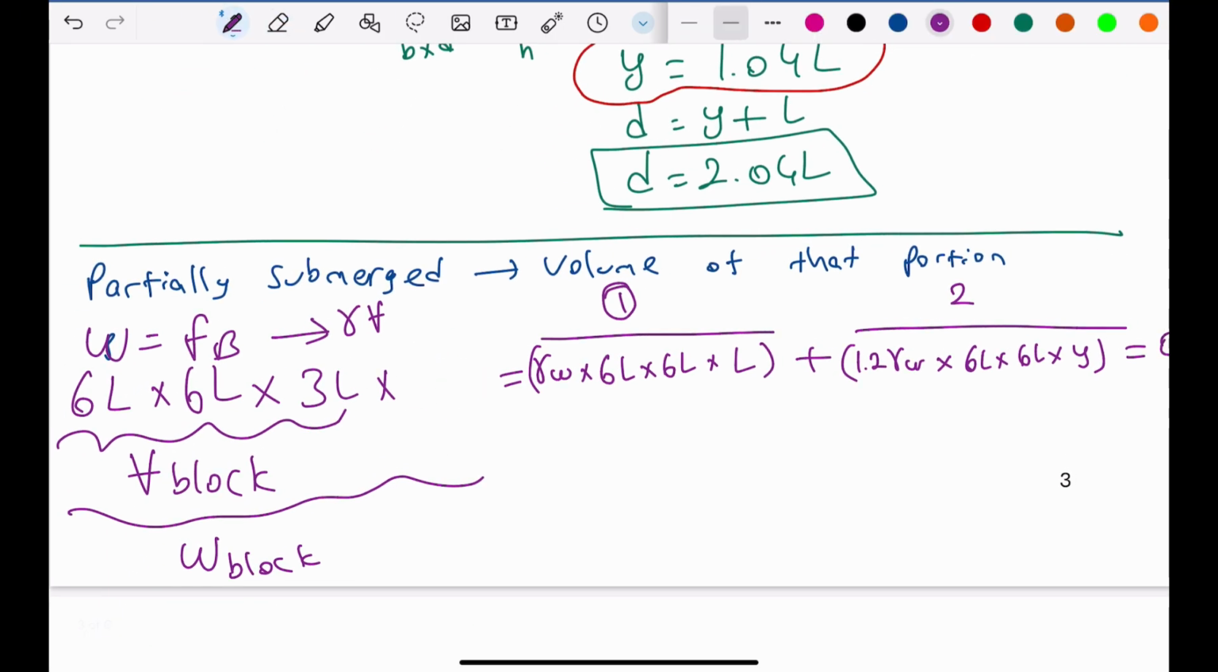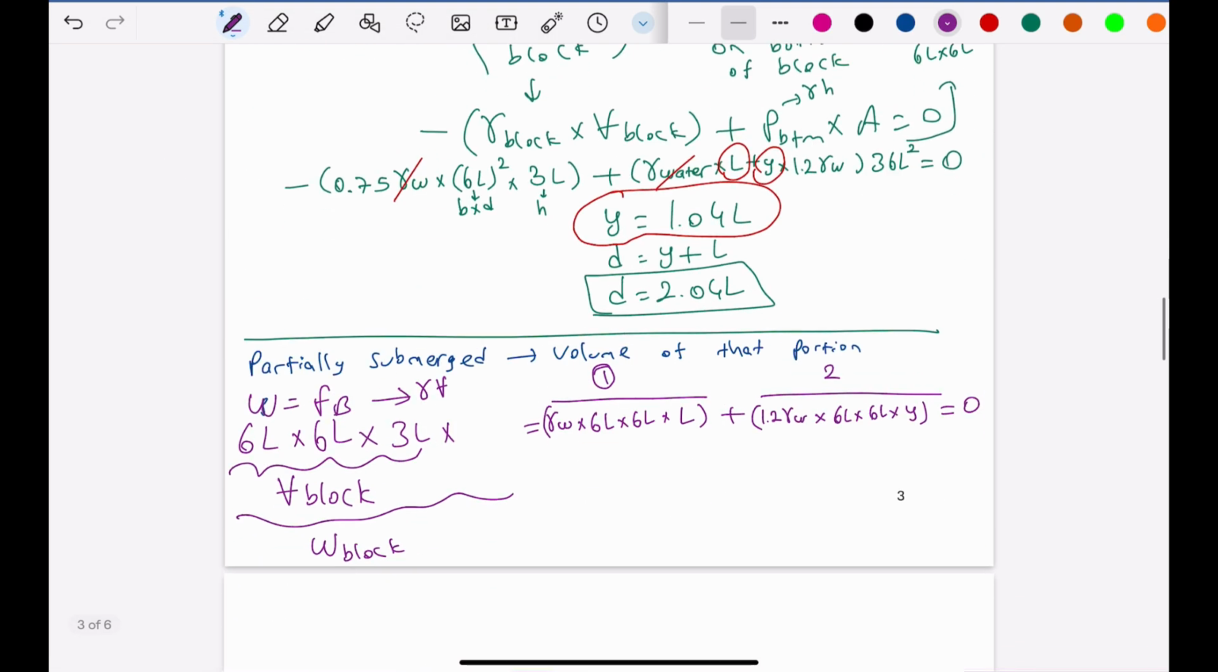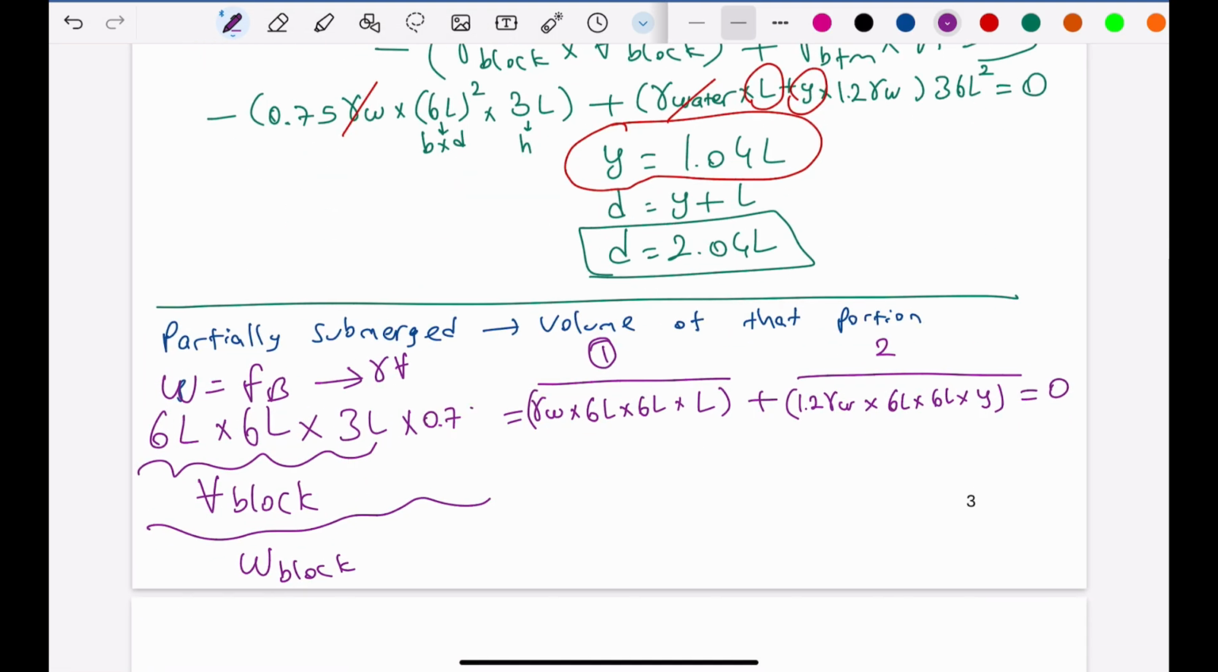And here I need to fix this, because in the question, the density of block was 0.75 times that of water. So instead of using that, we need to use 0.75 with the specific weight of water. As we did in the previous solution, we can just cancel these specific weights out. And after some minor calculations again, we can get L plus 1.2 y is equal to 2.25 L.